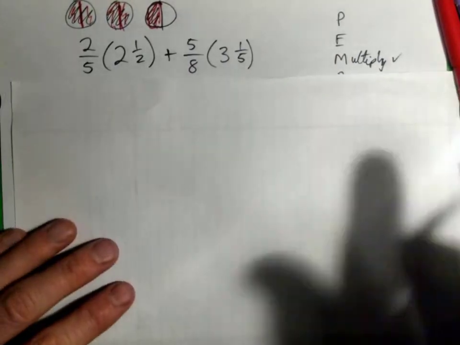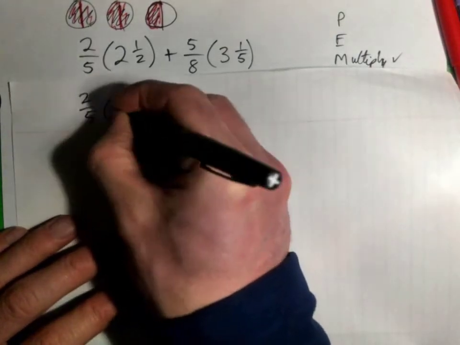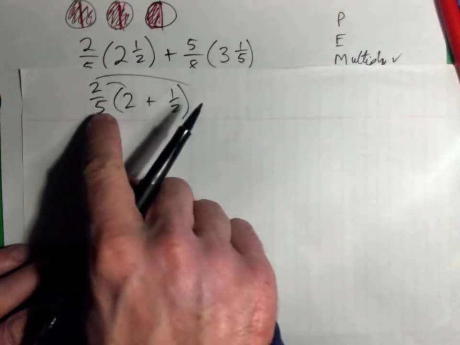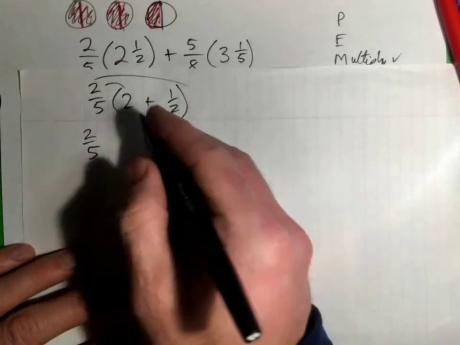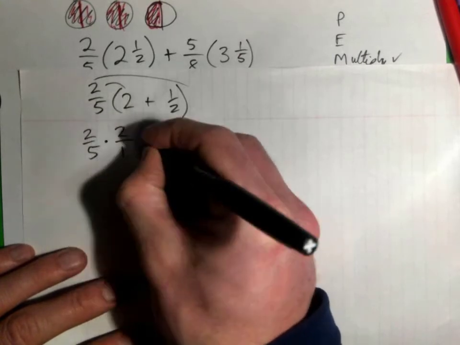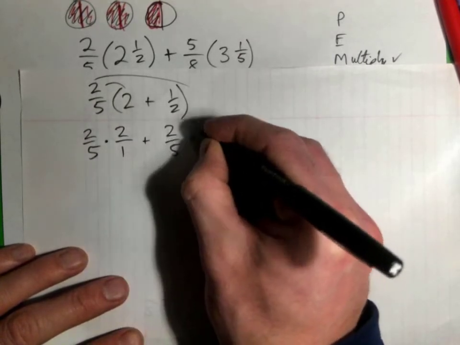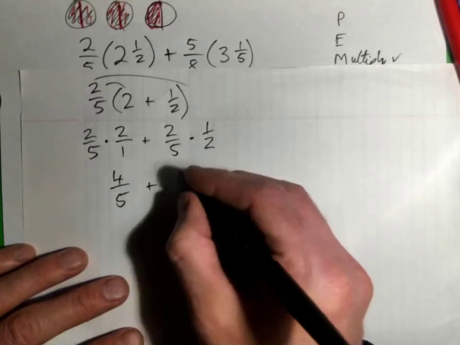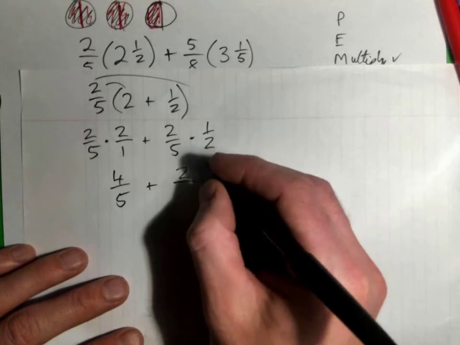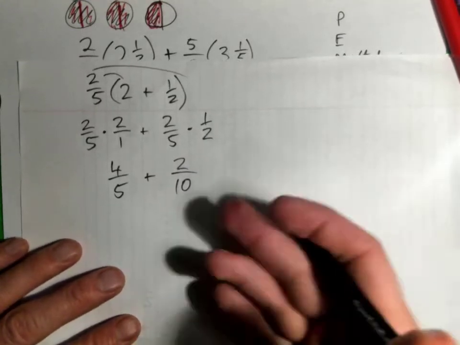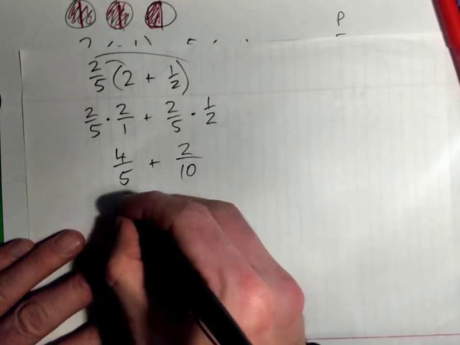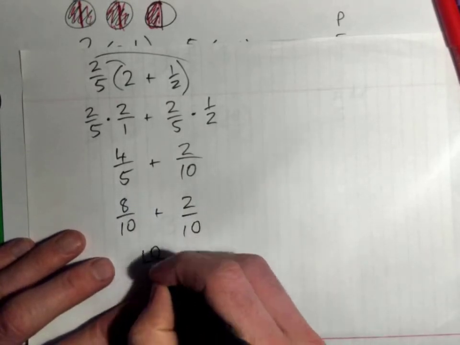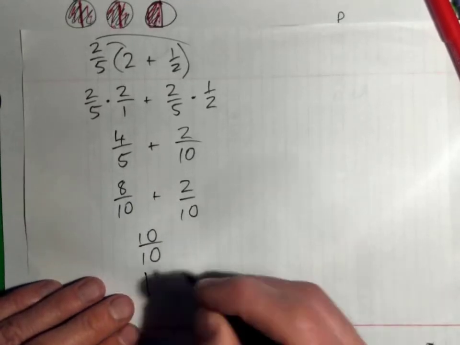What else could we have done? If we wanted to, we could have gone 2/5 times 2 plus a half. That's fine. It makes it a little bit more messy, though. You can do distributive property. 2/5 times 2 over 1 plus 2/5 times a half. And that makes 4/5, and this makes 2/10. You see how it gets a little bit messy? That makes 8/10 and 2/10, and that makes 10/10, right? Which is 1. So we got our 1 that way.